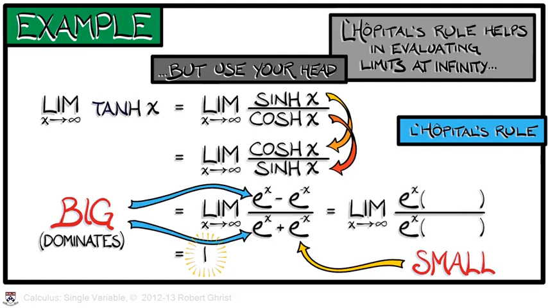How can we make that a little more precise? If we factor out an e to the x, we're left with 1 minus something going to 0 in the numerator and 1 plus something going to 0 in the denominator. Canceling gives us easily this limit.